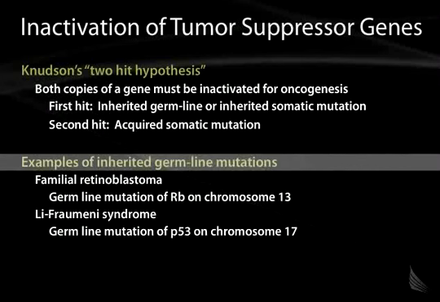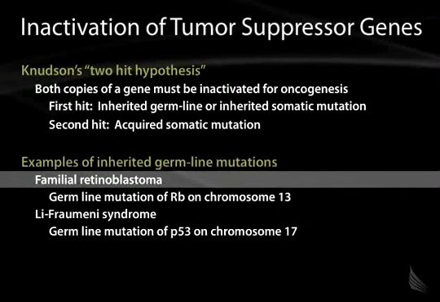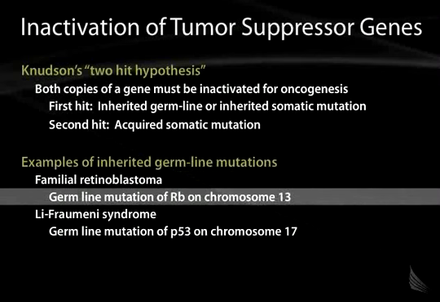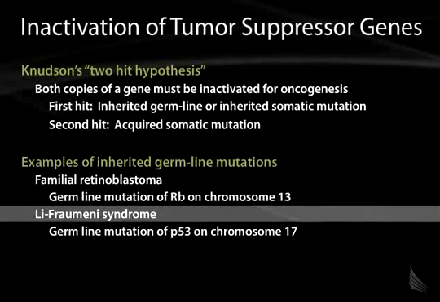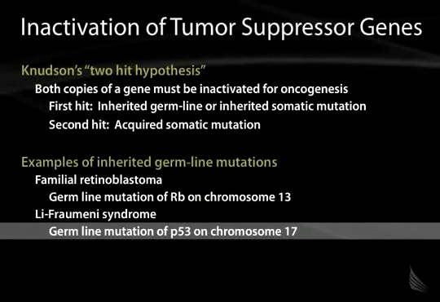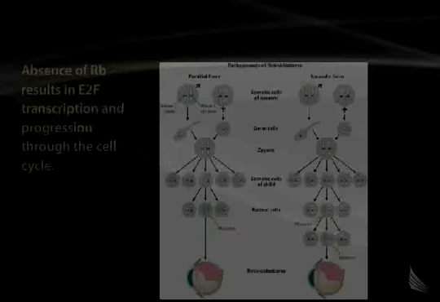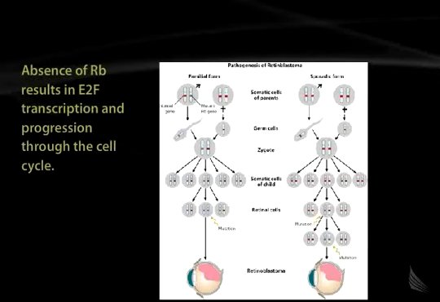Examples of inherited germline mutations can be seen in the retinoblastoma gene, where patients have familial forms of retinoblastoma due to germline mutations of the retinoblastoma gene on chromosome 13. Also the Li-Fraumeni syndrome, which is due to germline mutations of the p53 gene on chromosome 17. The cartoon in this slide simply demonstrates the difference between the familial and sporadic form of retinoblastoma, both of which demonstrate the need for Knudson's two-hit hypothesis.